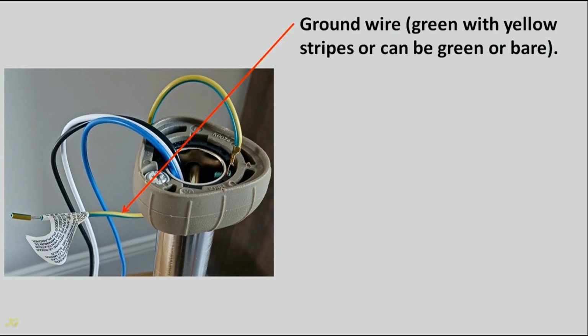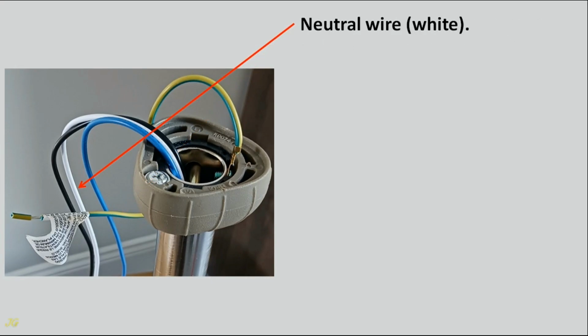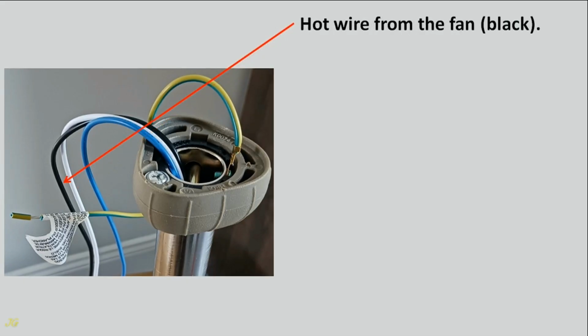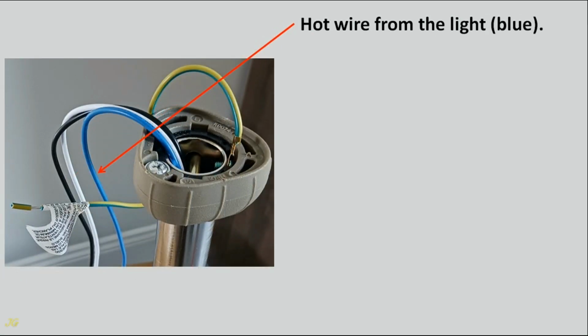Ground wire, green with yellow stripes or can be green or bare. Neutral wire, white. Hot wire from the fan, black. Hot wire from the light, blue.